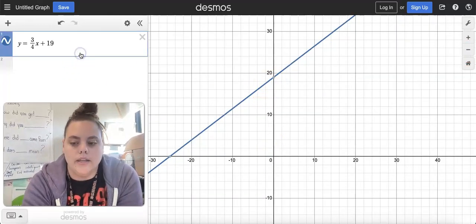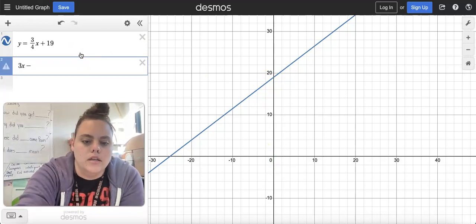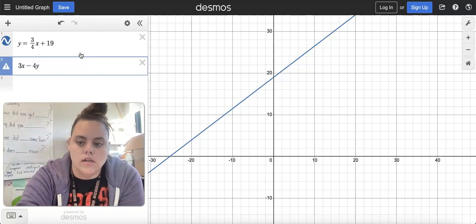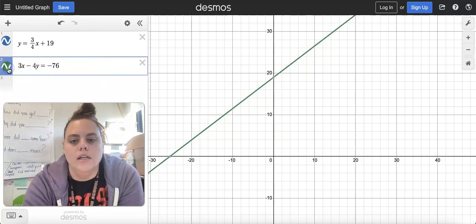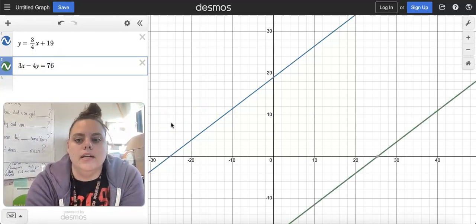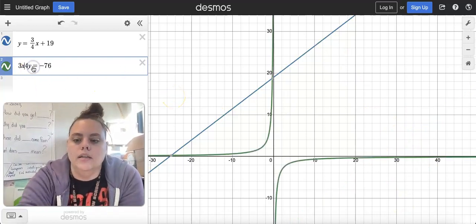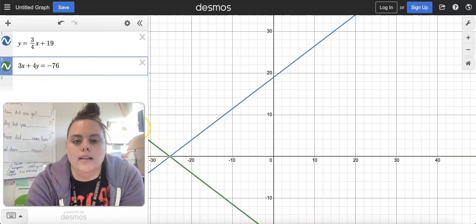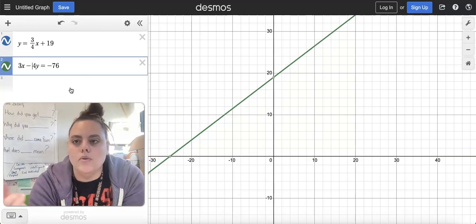Again, I'm going to hit enter, and now I'm going to type that I did 3x minus 4y equals negative 76. And again, you see it puts that green line. If I turn the green line off, there's blue and green right exactly on it. If I forgot to do my 76 as negative and did it as positive, there you see that parallel line. Or if I accidentally did plus 4, you see there's that line sloped a different way. So that is how you're going to check that you correctly converted.